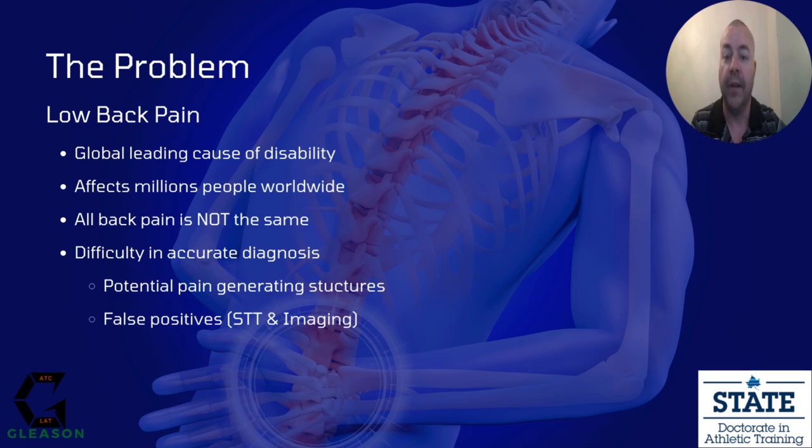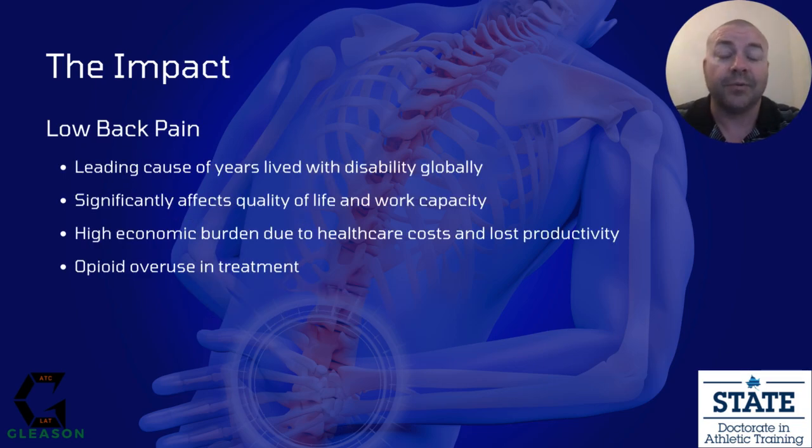It's also different and difficult to accurately diagnose as far as the potential pain generating structures in the low back. There are a lot. And so we could be having so many things going on from patient to patient. But also, there's a lot of false positives in the selective tissue tests that we do and even the imaging. So sometimes you get false positives on MRIs and you don't have a clear diagnosis. So that is a problem.